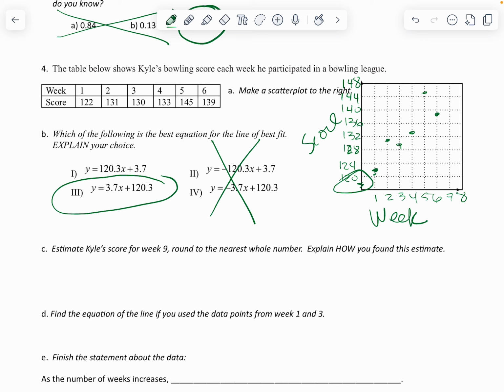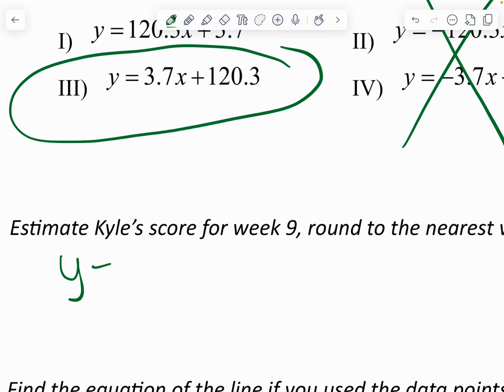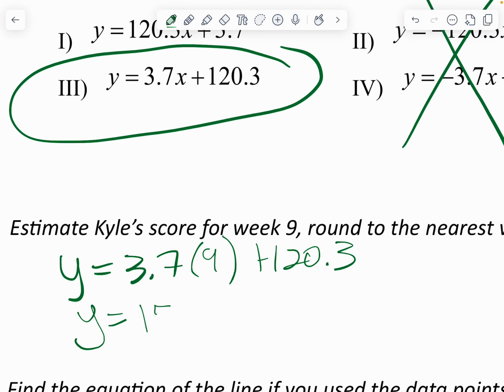It says estimate Kyle's score for week 9. Okay, so that just means we plug in 9. So y equals 3.7 times 9 plus 120.3. So where'd my calculator go? Oh, 3.7 times 9 plus 120.3. I got 153.6.